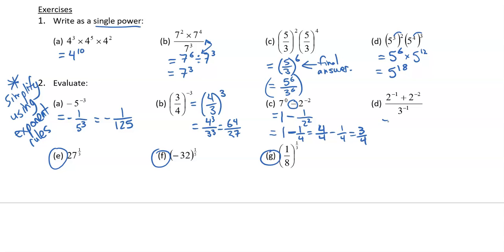And the last one for today is this one here. We've got fractions inside of fractions. Remember that we flipped the whole thing, but here we have a plus sign separating them, so we can't just flip the top and the bottom. We have to do each bit by bit. So I'm going to go 1 over 2 to the power of 1 plus 1 over 2 squared, because 2 to the negative 2, we flip it and it's positive 2, divided by 1 over 3 to the power of 1.